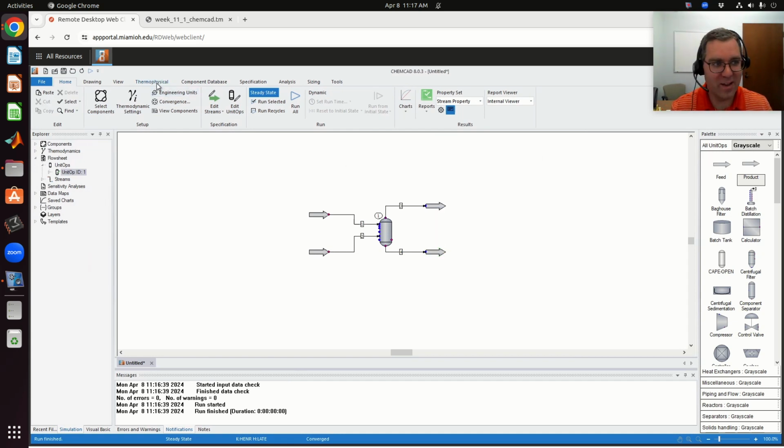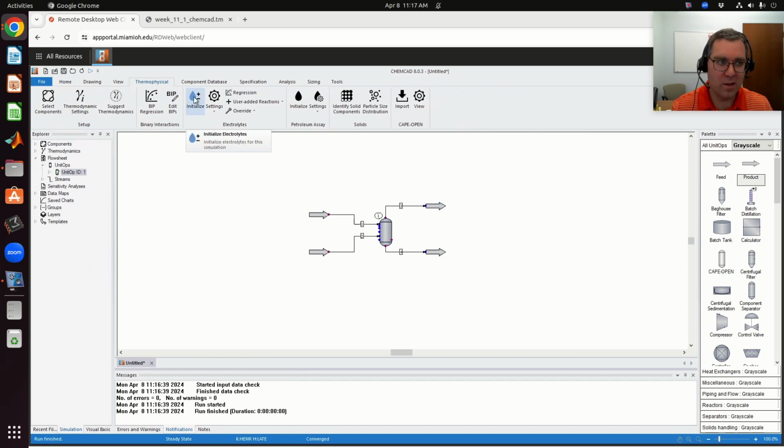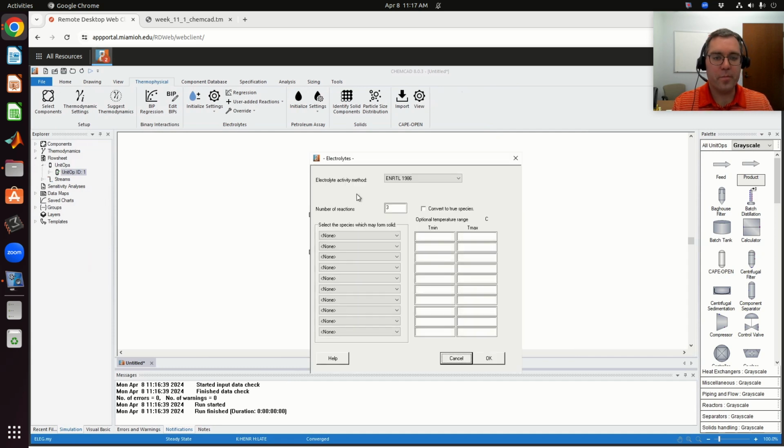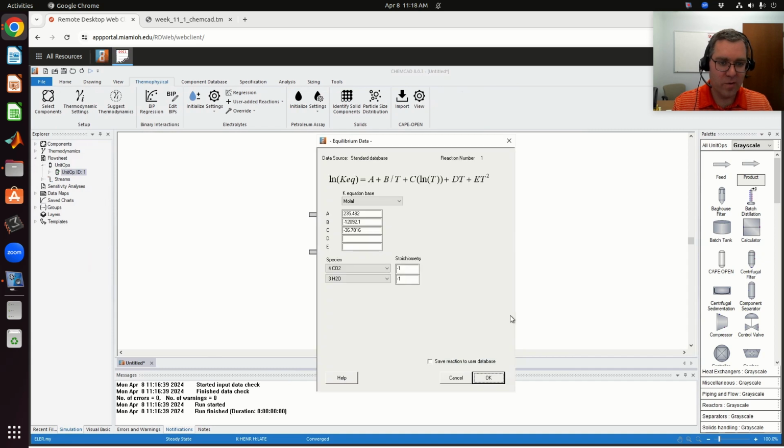To get that under thermophysical, I'll initialize an electrolyte model and identify all of those ionized forms of my species. Cool. It's going to recommend this E-NRTL equation of state. Great. It said I forgot to point out three reactions. First, this is CO2 and water, equilibrium between hydronium ion and the carboxylate ion.